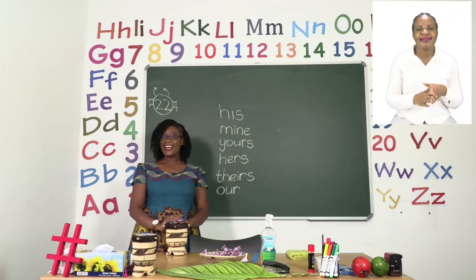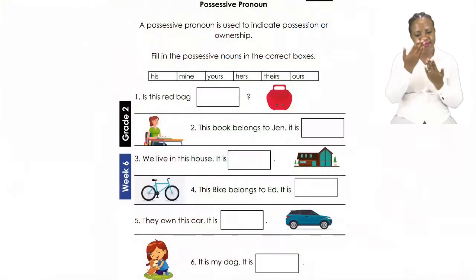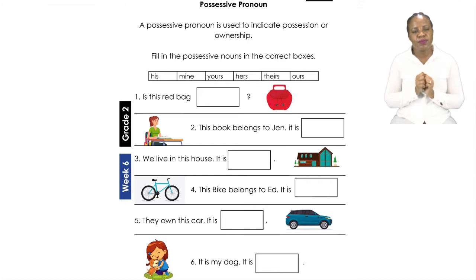For our next activity, boys and girls, let us turn to page 22. On page 22, we are now dealing with possessive pronouns. Now, a possessive pronoun is different from a pronoun because it is used to indicate possession or ownership. Who owns what? Now, in our sentences, they have given you a block for you to write different possessive pronouns.